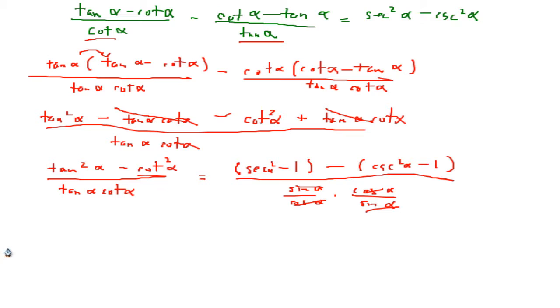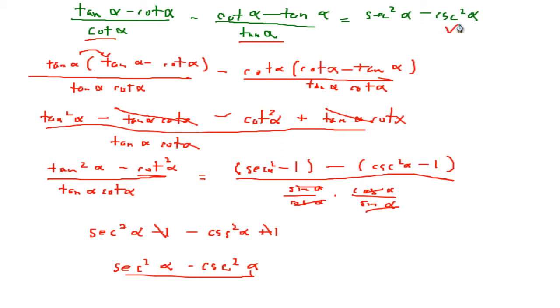And then now we'll just expand the numerator, so that gives us secant squared alpha minus 1 minus cosecant squared alpha plus 1, because negative times the negative gives you a positive, and our 1's cancel out, which gives us a final answer of secant squared alpha minus cosecant squared alpha, which agrees with our right side. So we prove that the left side, our left identity, is equal to our identity on the right.